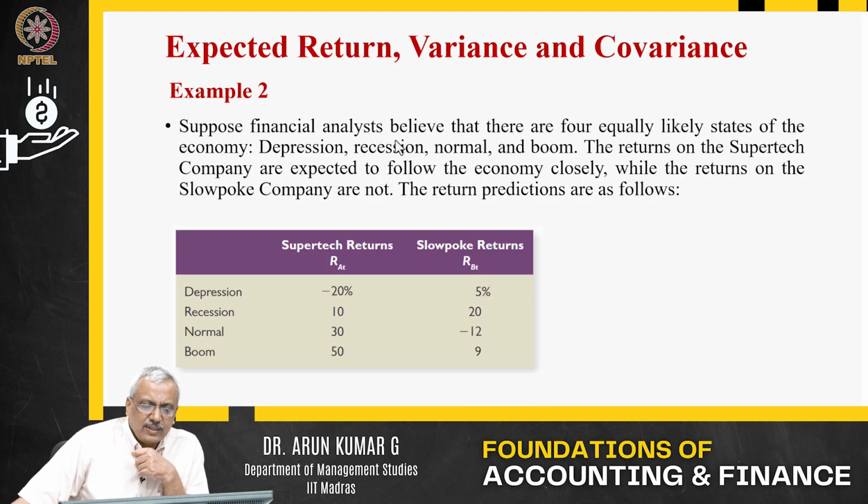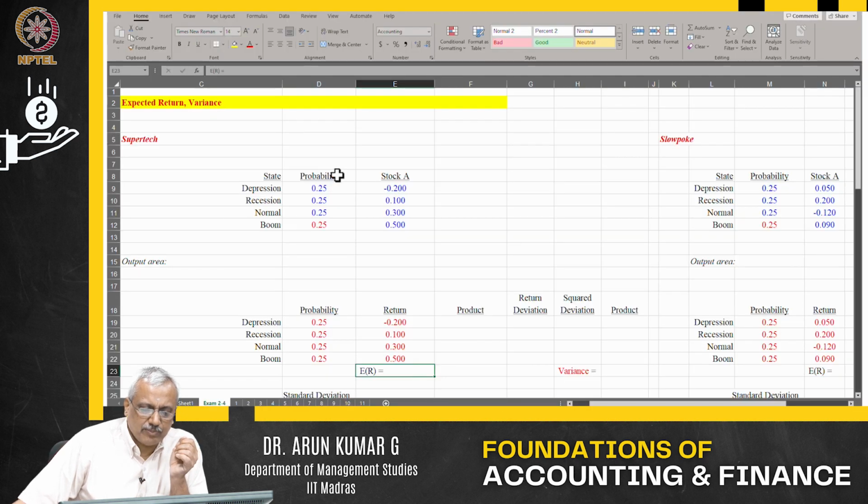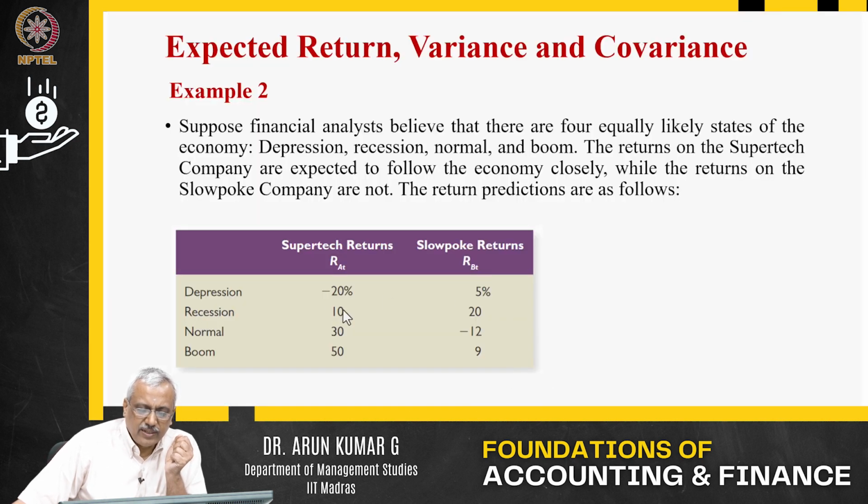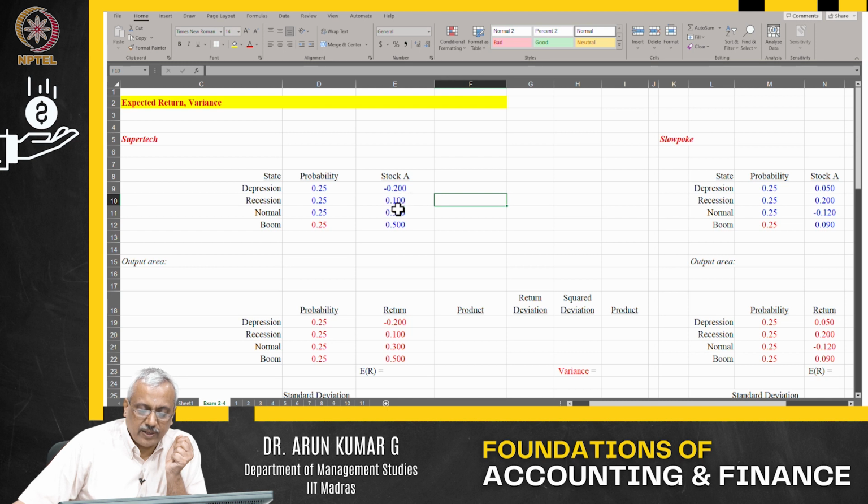They say that all four are equally likely states. That means there is a 25% probability that there is a recession, a depression, a normal period, and a boom period. And they have given you the expected returns in this particular case, as you can see out here: minus 20, 10, 30, and 50, and that's exactly what I have taken out here in this case.